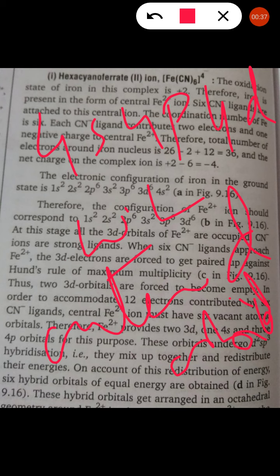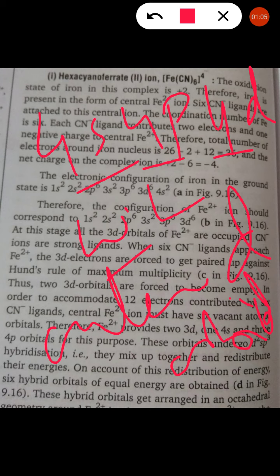Here the energy level is the same in 4d, so it is high spin, and there is no repulsion in the 3d orbital electrons because of the weak ligand. According to this we will fill the electrons and we will get inner d or outer d. Then its spin: here the spin is high because the energy level is the same.